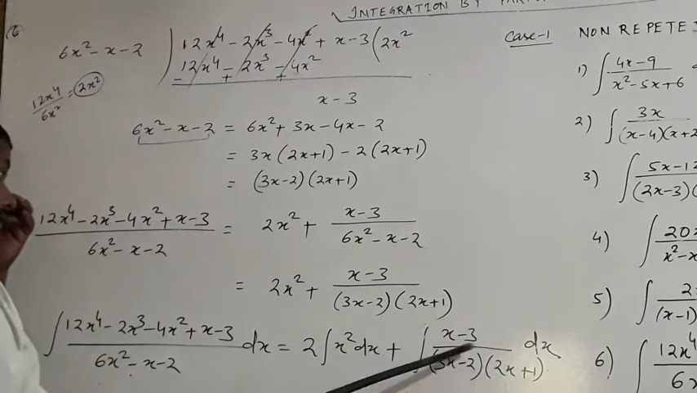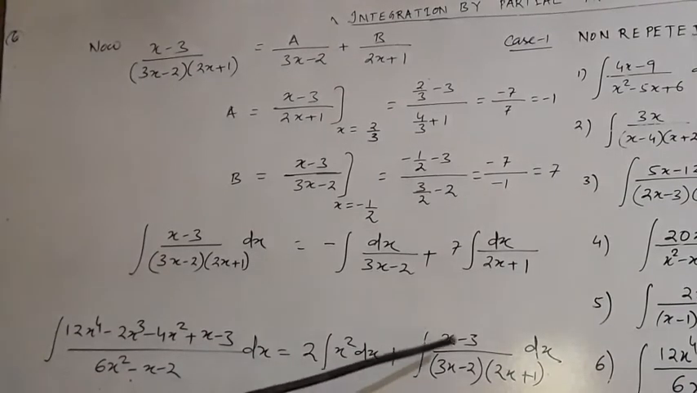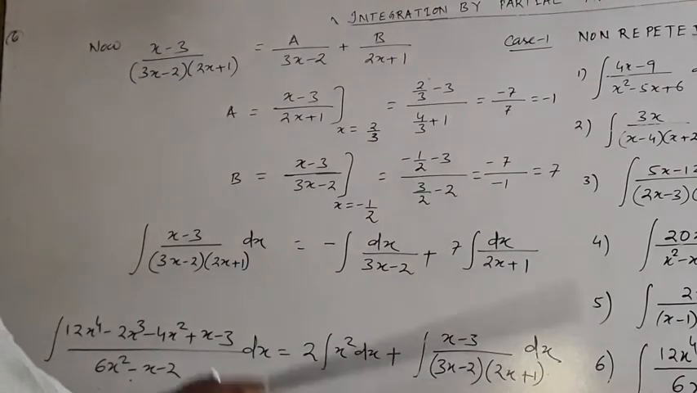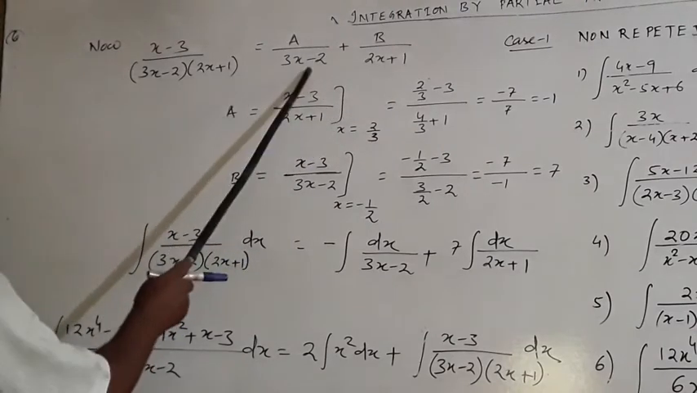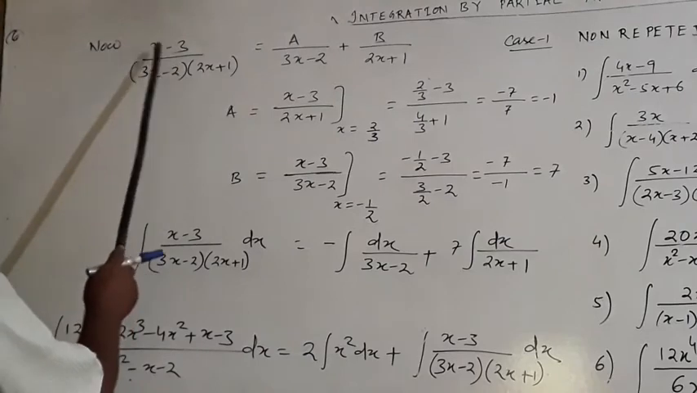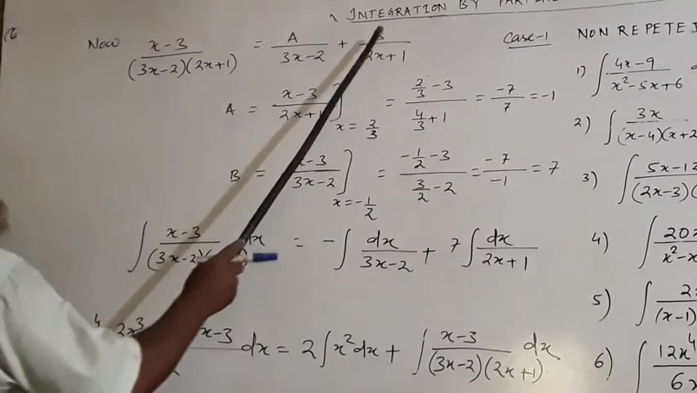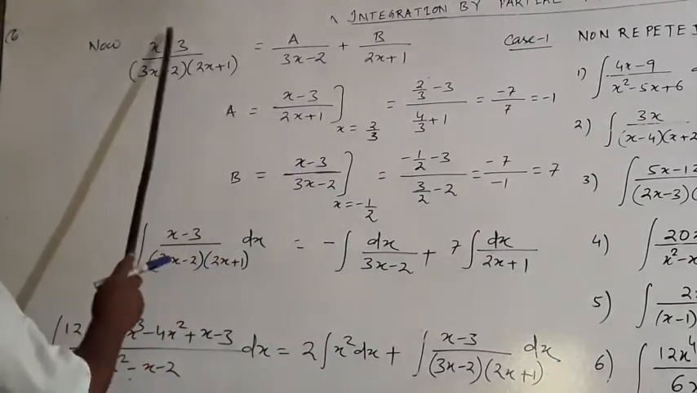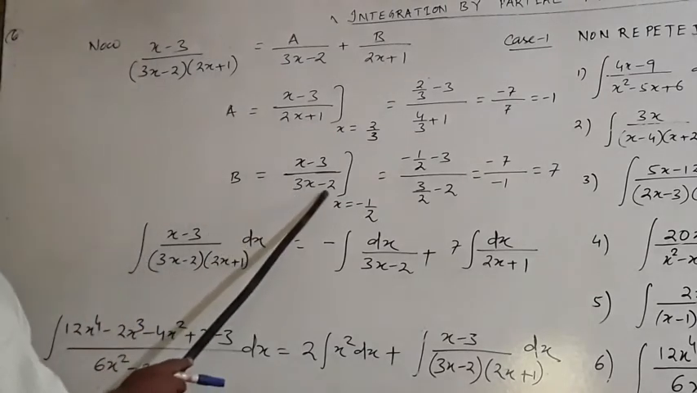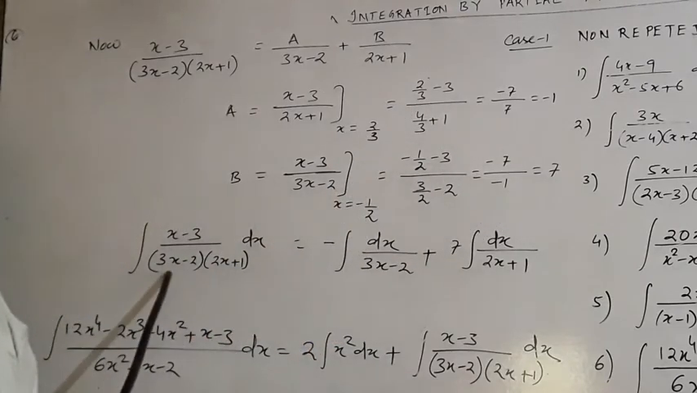Now I am doing it after erasing. Now look at here. x minus 3 by 3x minus 2 into 2x plus 1. What am I doing here? A by 3x minus 2, B by 2x plus 1. What is A? You multiply just 3x minus 2, cancel. It becomes x minus 3 by 2x plus 1. Put x is equal to 2 by 3. For B, you multiply 2x plus 1, cancel. It becomes x minus 3 by 3x minus 2. So put x is equal to minus half. It becomes 7.